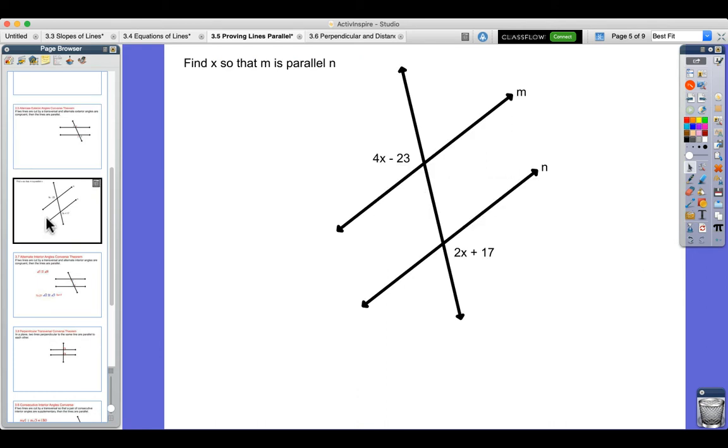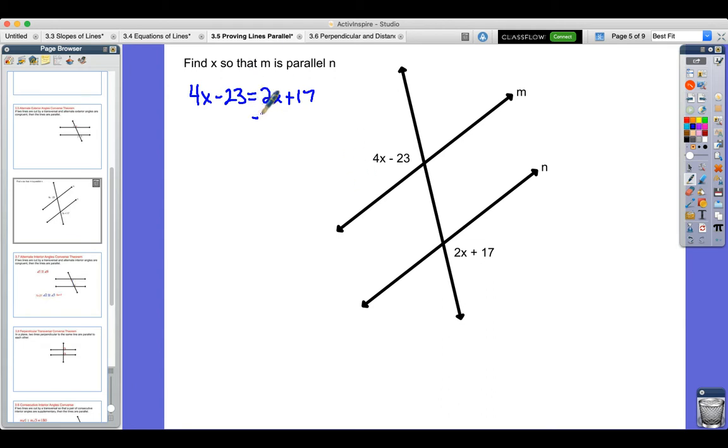Let's try that out. If we're saying these are congruent, then we're saying these equations are equal. So go ahead and pause the video and do the math behind that. Hopefully you paused. You can figure it out and find what x is. Let's see what it is. You'll set it up as 4x minus 23 equals 2x plus 17.